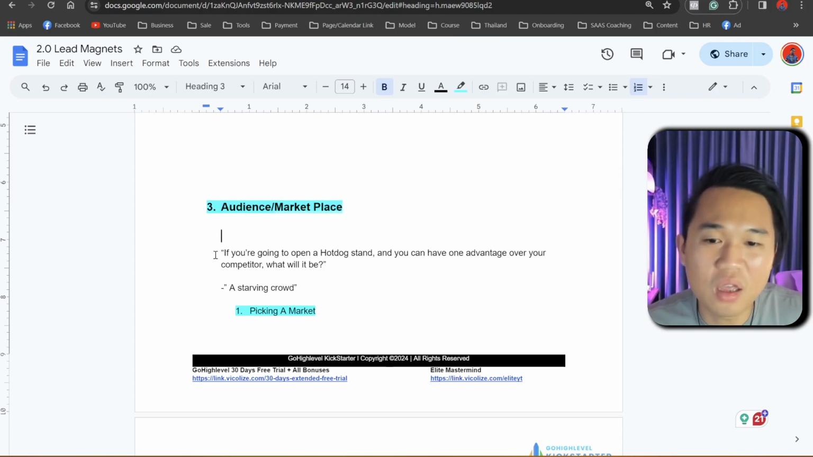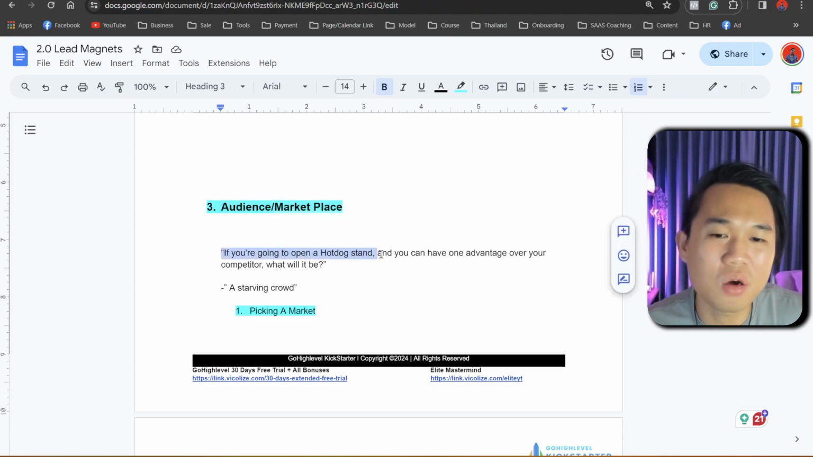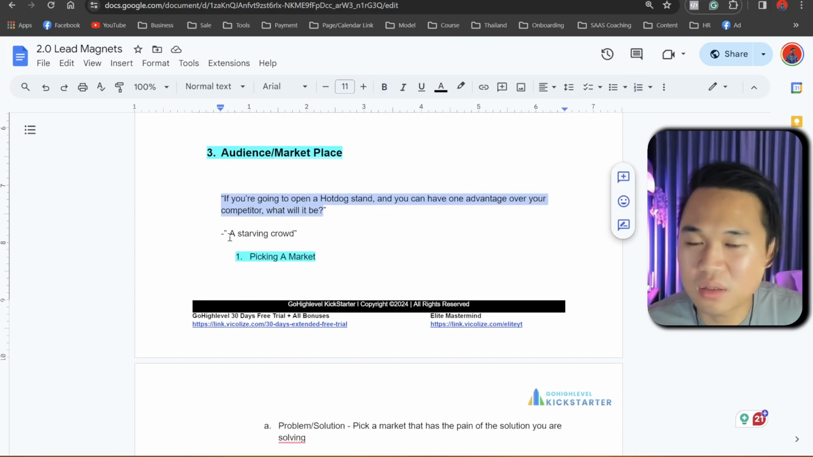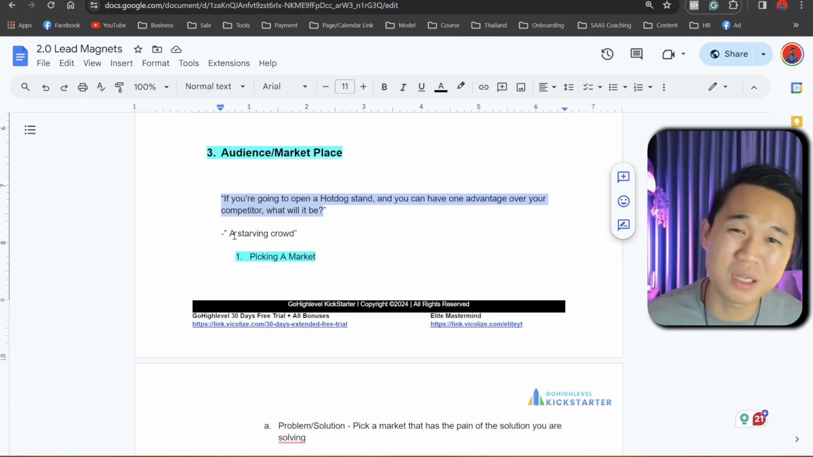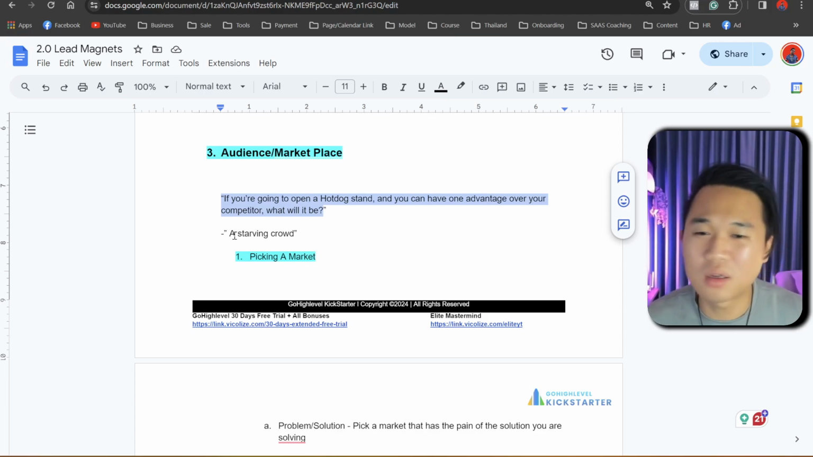If you're going to open a hot dog stand and you can have one advantage over your competitor, what will it be? The answer is a starving crowd. It's not the best hot dog, it's not the best ketchup, it's not the best bun, it's not the quality, it's a starving crowd.